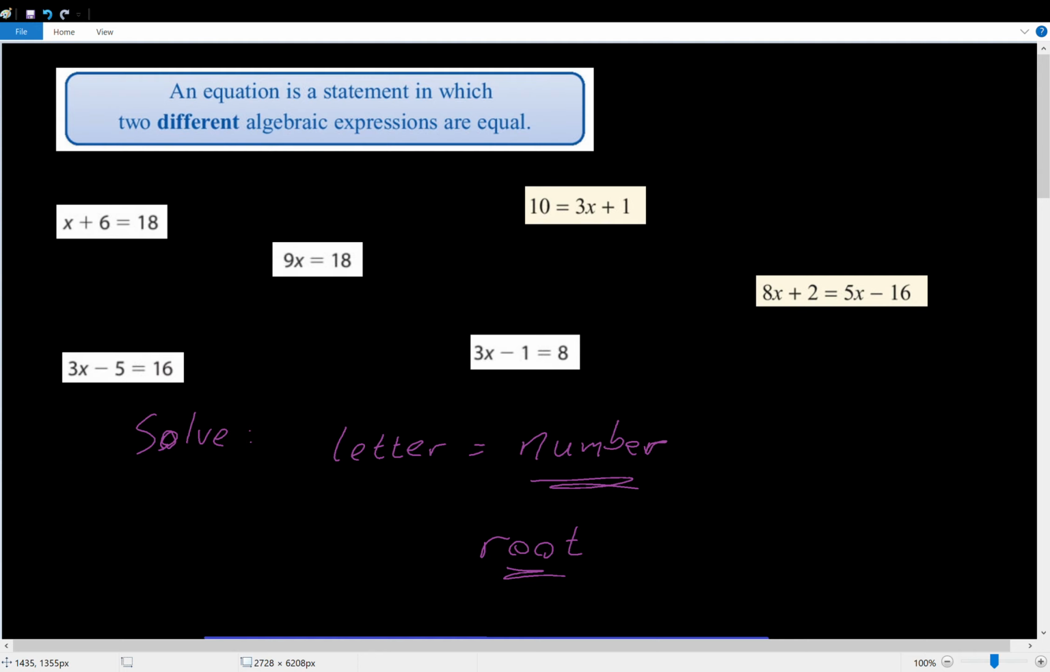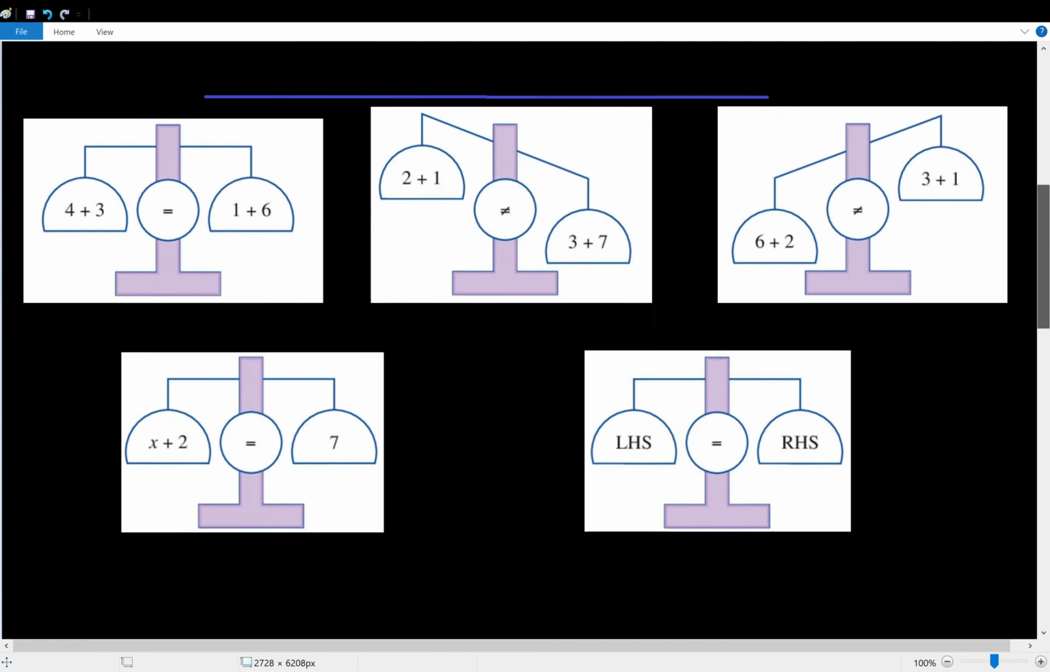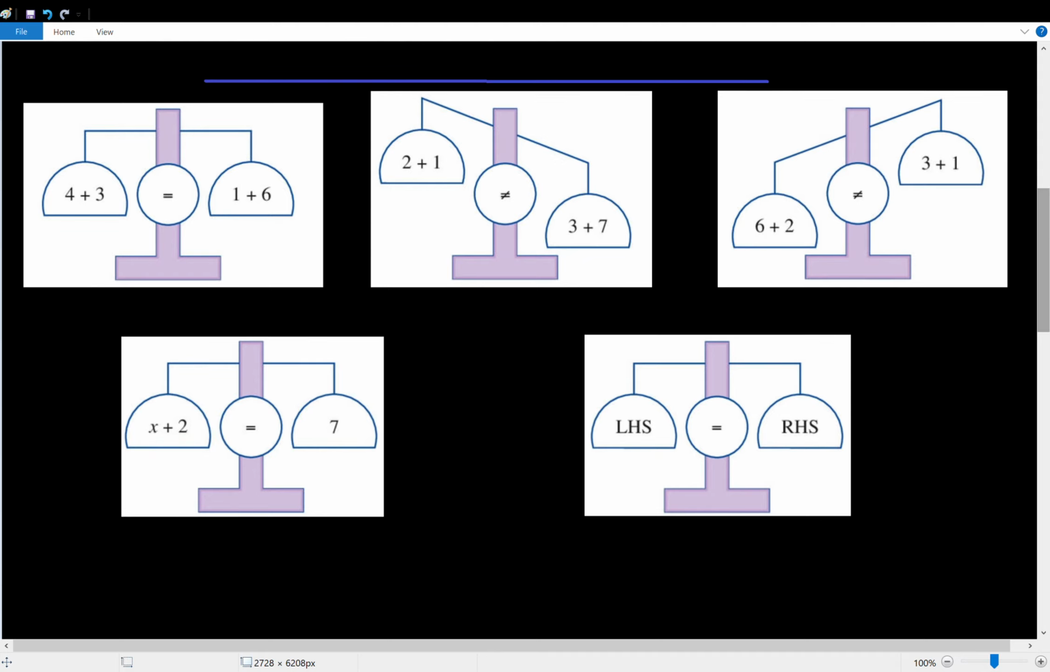But before we can get onto that, we need to just talk a little bit about balance. So if you try and picture equations like a scale. So we can see in the first scale up here, we've got 4 plus 3 is equal to 1 plus 6. What's on the left of the equals is the same as what's on the right of the equals. Everything is nice and balanced.